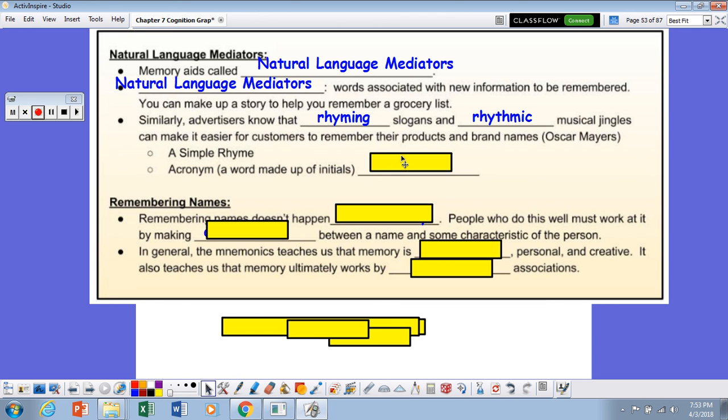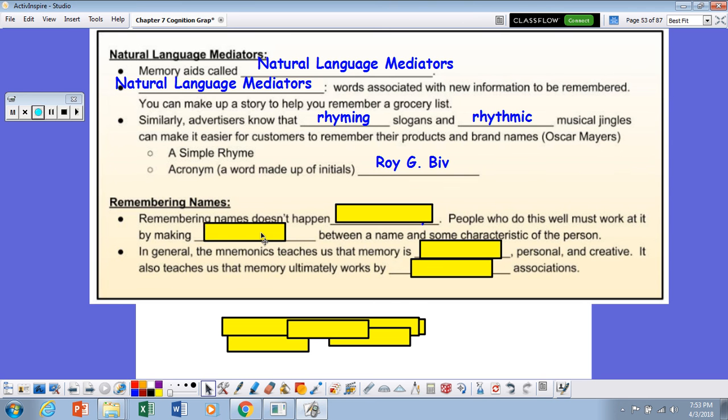Simple rhymes, acronyms, when you take maybe the letters of a word and then you try to make up other words to go with that. An example of that would be like Roy G. Biv, trying to remember the colors of the rainbow.